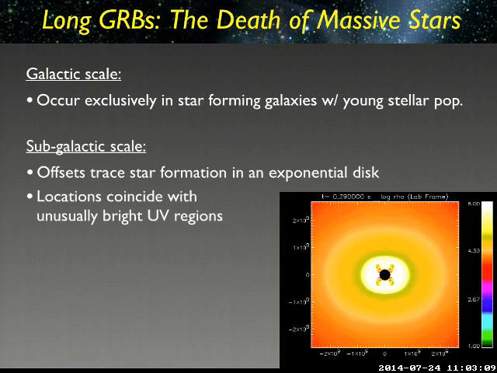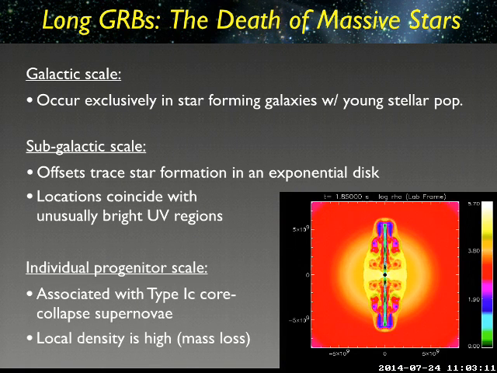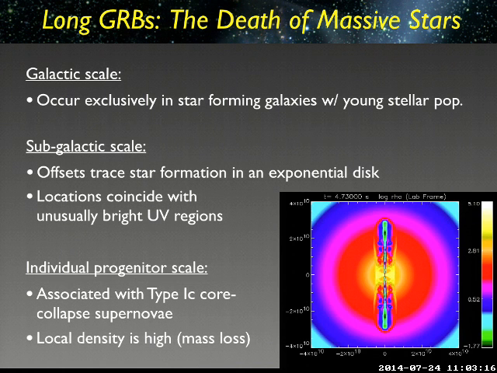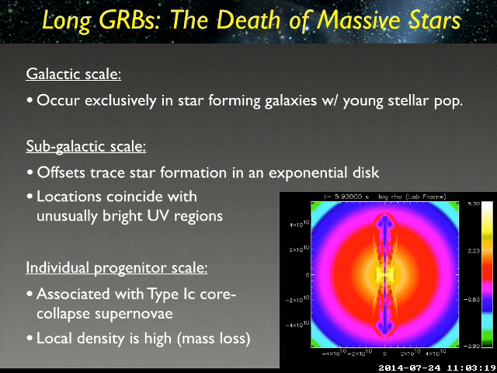So to set the stage, let me just review what we know about long GRBs and the fact that they're connected with the death of massive stars. And I would say that there is evidence coming from 3 separate scales. Okay, and I'll use this to contrast with observations of short GRBs for the rest of the talk. So on a galaxy scale, long GRBs occur exclusively in star-forming galaxies. And not just any star-forming galaxies, but generally star-forming galaxies with young stellar populations, high star formation rates, relatively low metallicities. So they occur in an environment that supports the production of very massive stars.